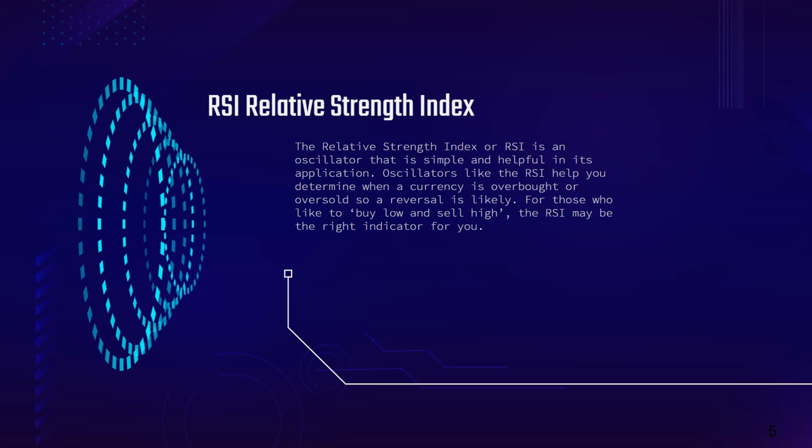So the RSI, Relative Strength Index. The Relative Strength Index, or RSI, is an oscillator that is simple and helpful in its application. Oscillators like the RSI help you determine when a currency is overbought or oversold, so a reversal is likely. For those who like to buy low and sell high, the RSI might be the right indicator for you.